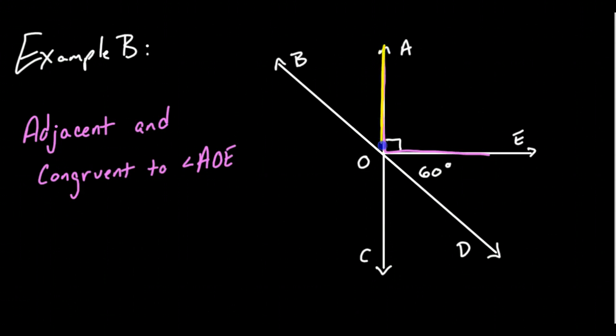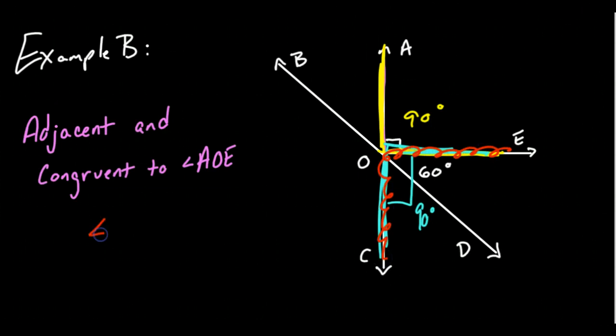So you might be thinking that this is impossible. But if we've got AOE, which is 90 degrees, you also have another angle that's 90 degrees, angle EOC. The bigger angle is 90 degrees. So adjacent and congruent would be angle EOC.